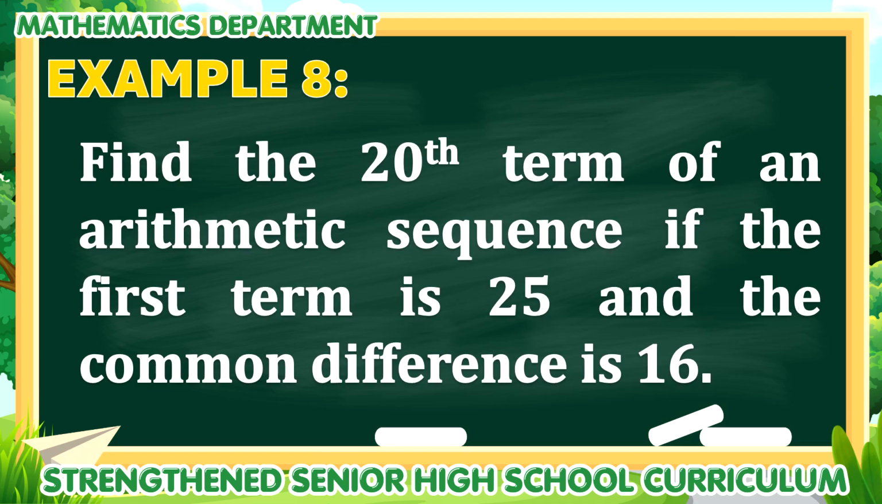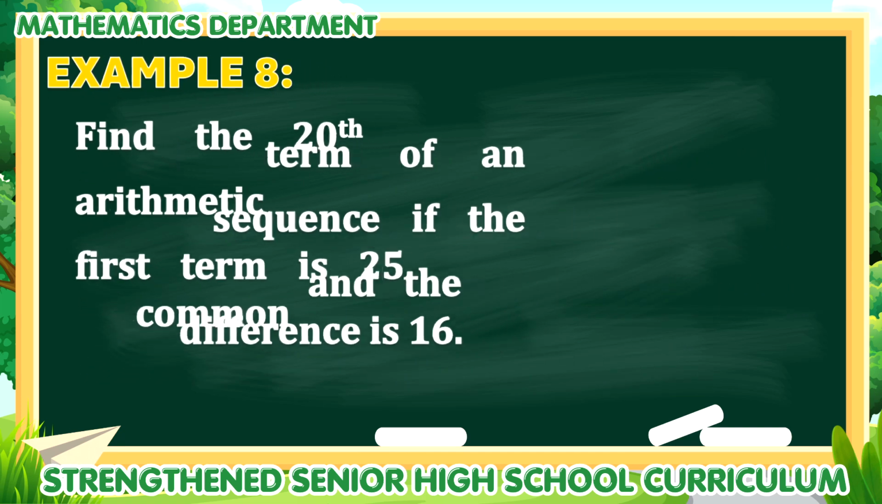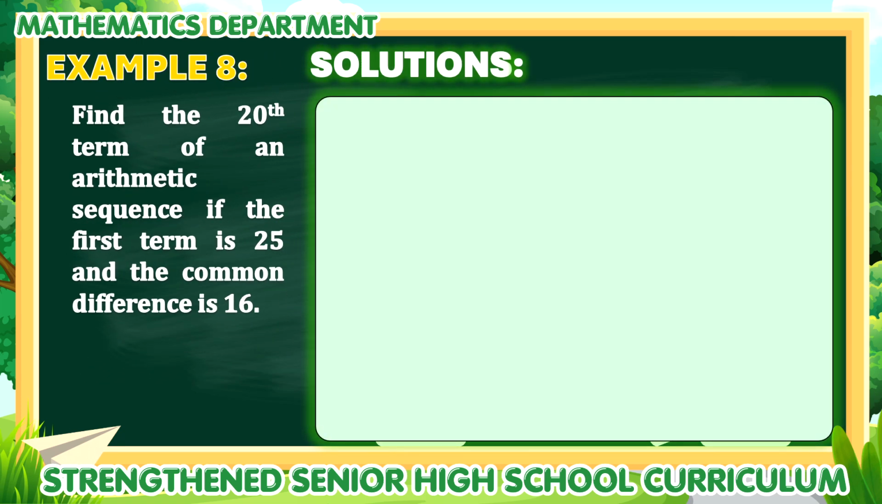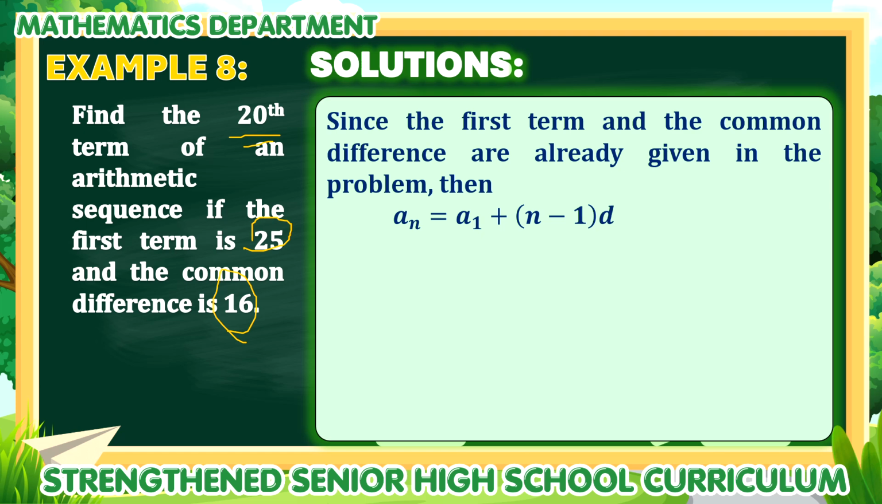Next example, we have find the 20th term of an arithmetic sequence if the first term is 25 and our common difference is 16. Since our first term is already given, which is 25, and we are also given our common difference, which is 16, and we are looking for our 20th term, we'll just plug that directly into our formula. That's a sub n equals a sub 1 plus n minus 1 times d.